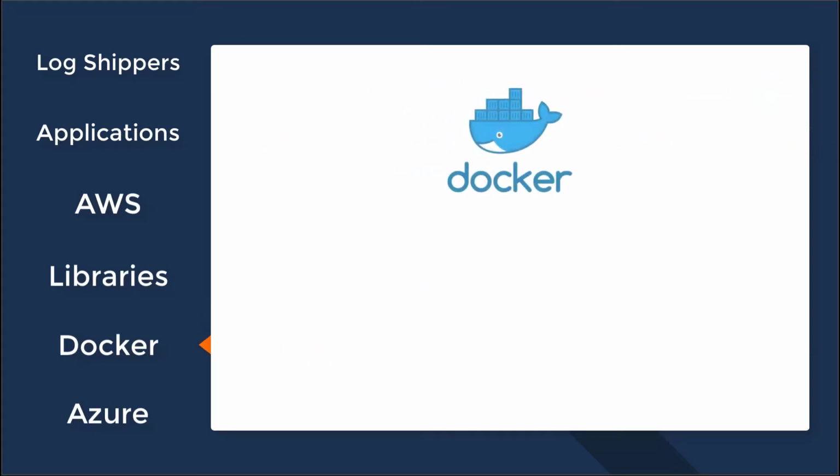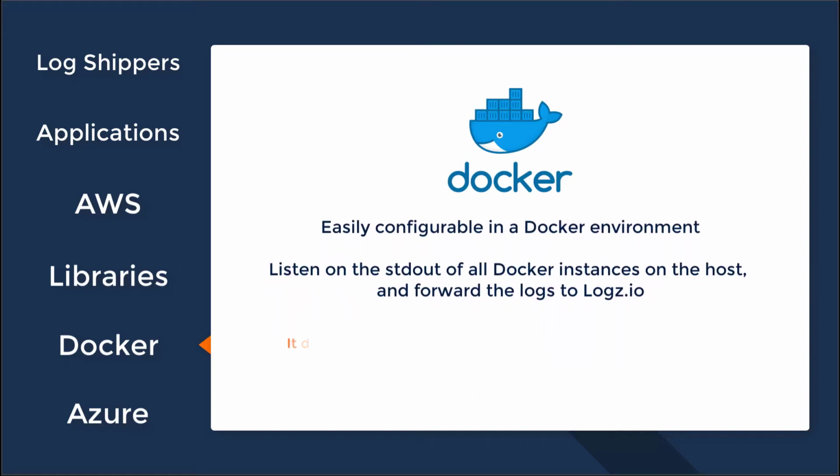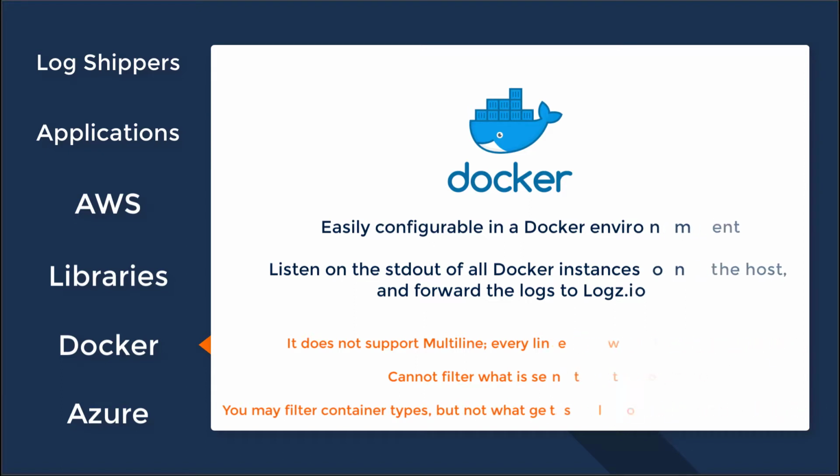You can use one of our Docker shippers if you are containerizing logs, which has the following advantages. Easily configurable in a Docker environment, listen on the stdout of all Docker instances on the host, and forward the logs to Logz.io. There are some things to consider before choosing a Docker shipper. It does not support multi-line, so every line will be logged separately. You cannot filter what is sent to Logz.io. You may filter container types, but not what gets logged from individual containers.